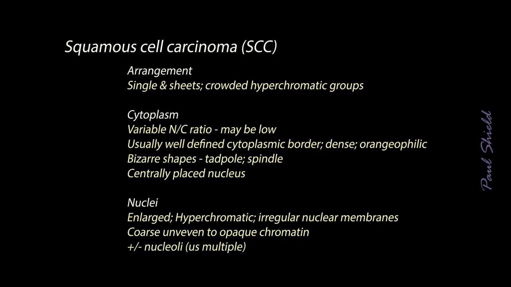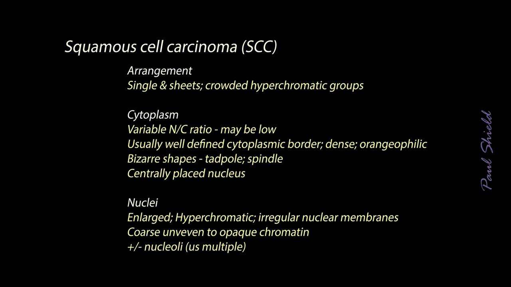So in summary, the appearance of SCC in thin preps is in single cells and sheets, crowded hyperchromatic groups, just like high cell, often clumped into little areas with necrosis. Cytoplasm varies from being very thin rims, such as a very high NC ratio like high cell, to those ones that we were just looking at, the orange ones that have really quite a low NC ratio but a very pleomorphic shape.